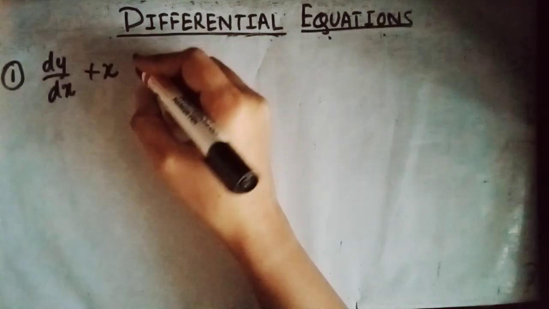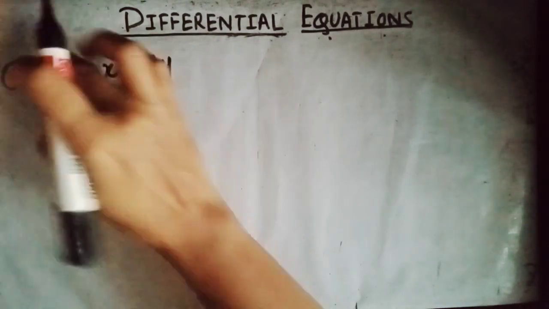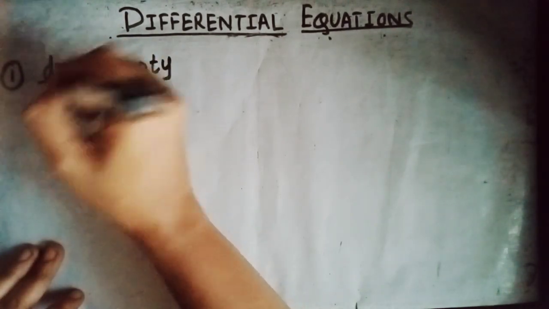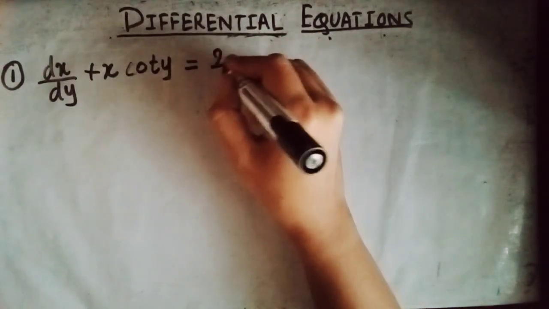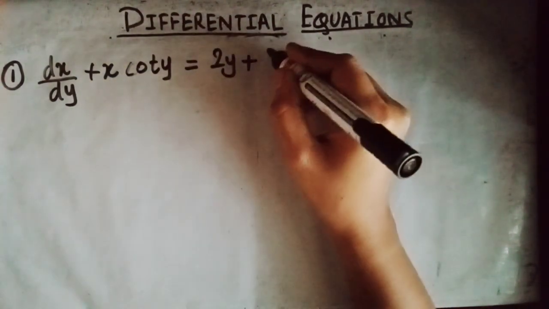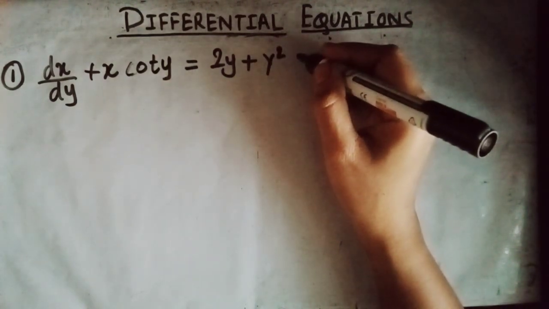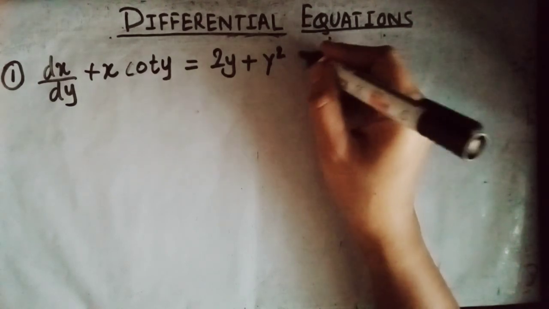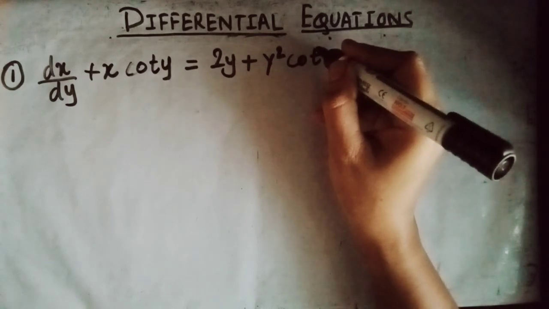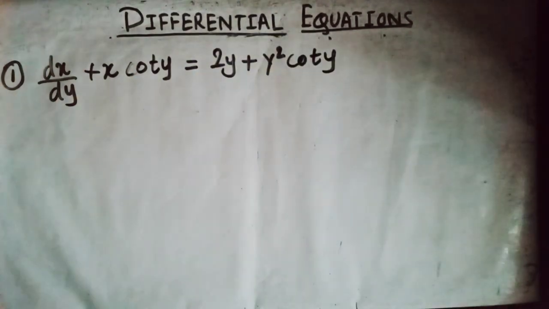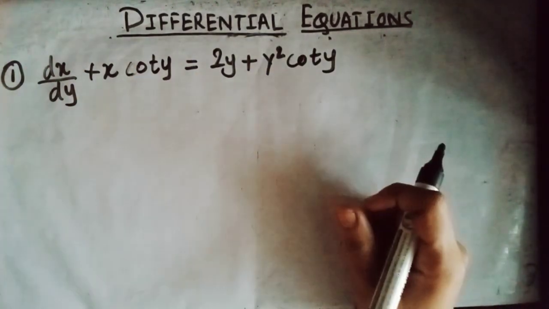dy by dx, x cot y, this is dx by dy, 2y plus y square cot y. Okay, so let's solve this.